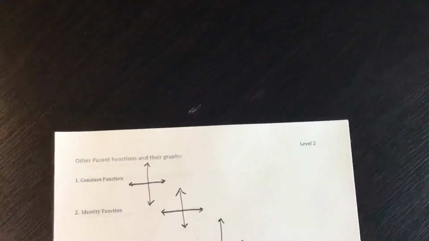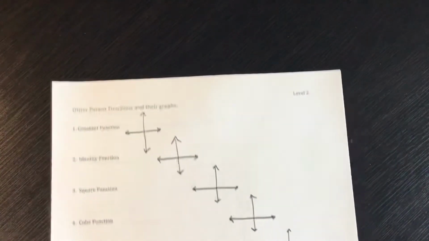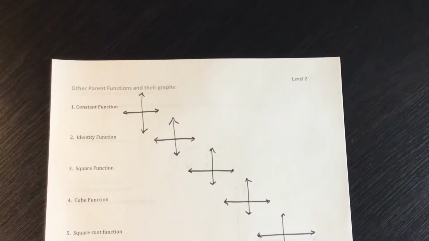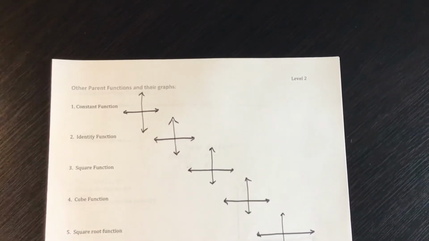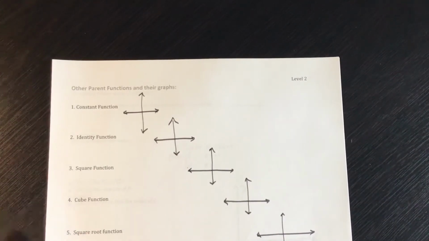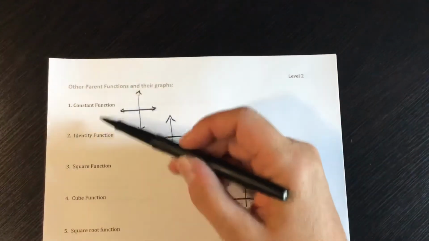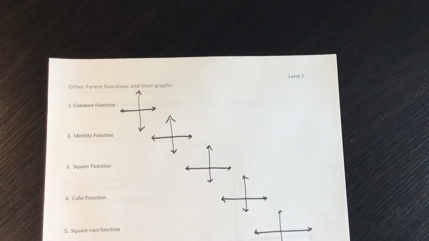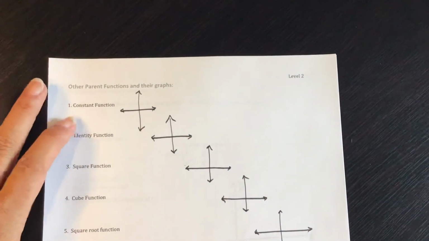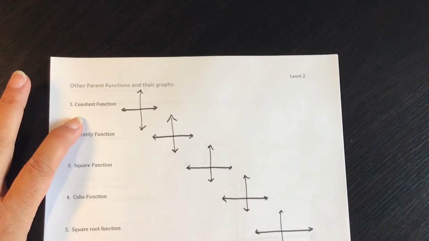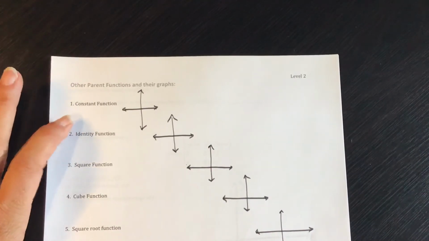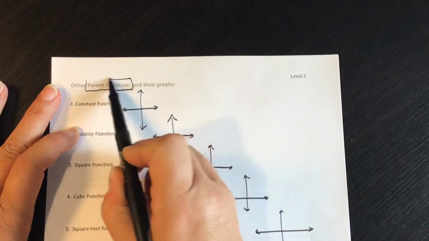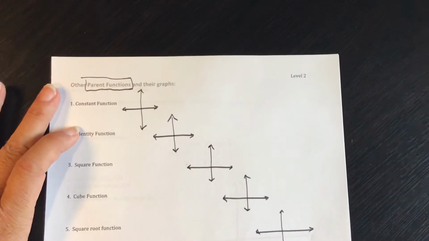On the next page, I pre-wrote some graphs in here, and I tried to space them out so they don't get all jumbled together. But we have lots of different types of functions. There's lots of names here, and we're going to look at what the function notation looks like for those, and we're going to look at a general graph. Now, these are parent functions because these are the most basic way we see the function.